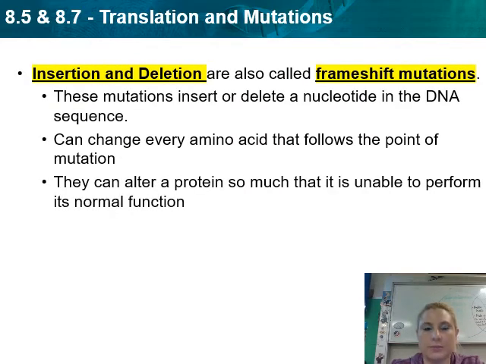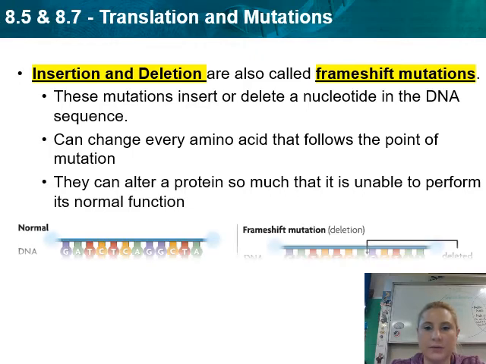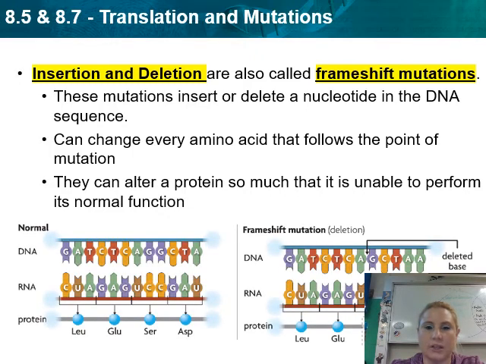So our next types of mutations are insertion and deletion. They're also called frame shift mutations. These mutations insert or delete a nucleotide in a DNA sequence. And these can change every amino acid that follows the point of mutation. And they can alter or change a protein so much that it's unable to perform its normal functions.